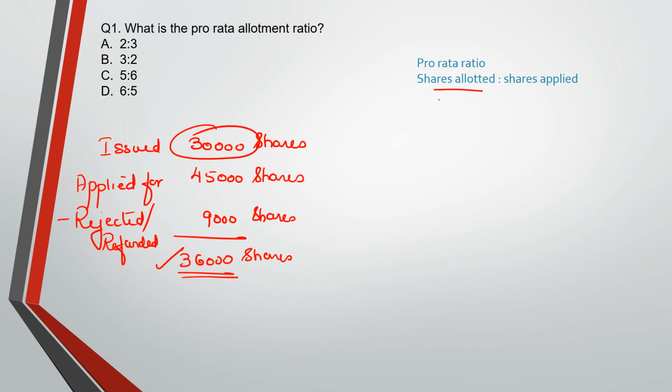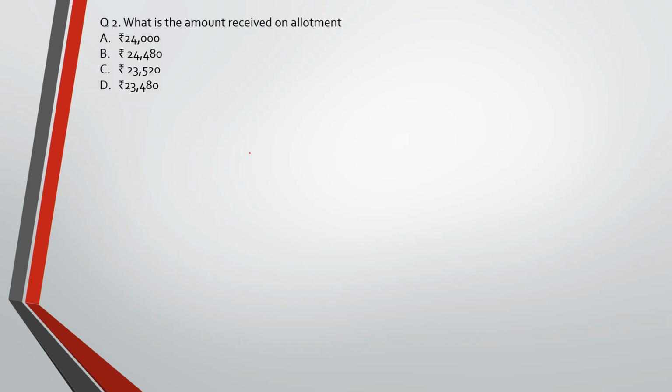So what is the number of shares allotted? 30,000. The shares applied for which it is allotted? 36,000. So this is a ratio. What you can do is just cancel out: 30 is to 36. We can reduce it to the lowest form. 6 5s are 30, 6 6s are 36. Therefore, the correct answer is 5 is to 6. So, pro rata ratio is calculated as shares allotted is to shares applied. I hope this concept is clear. We'll go to the next question based on this case.